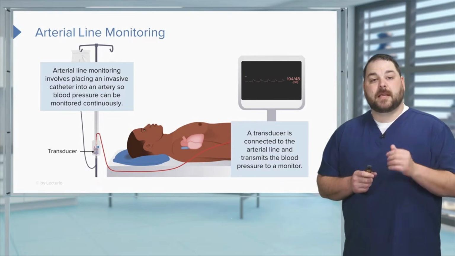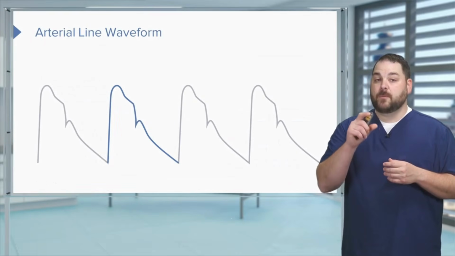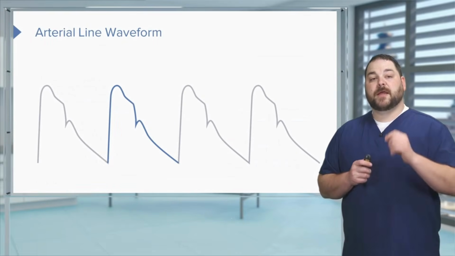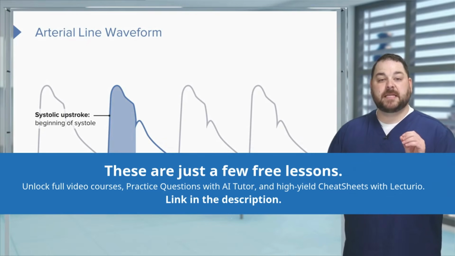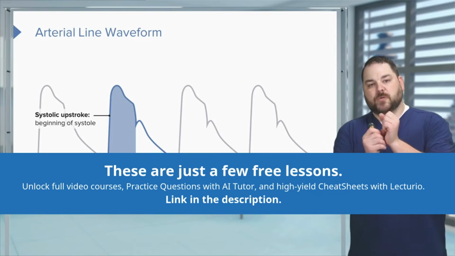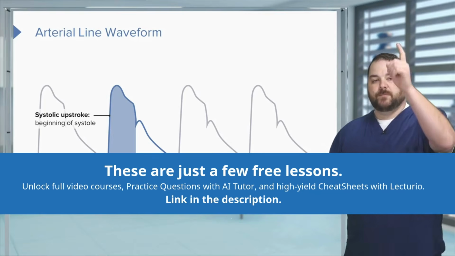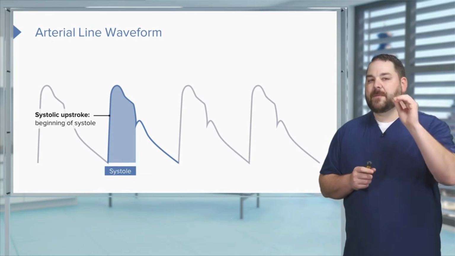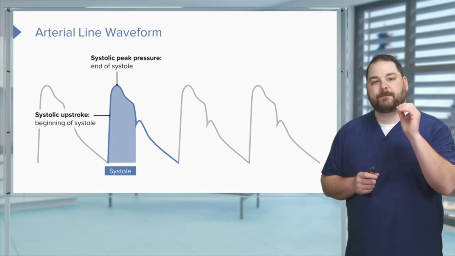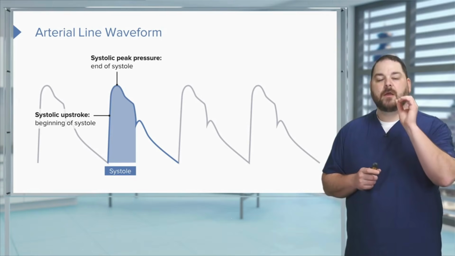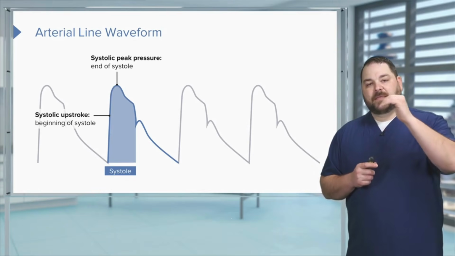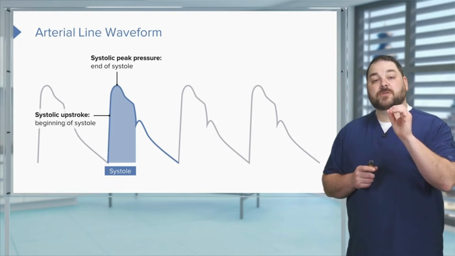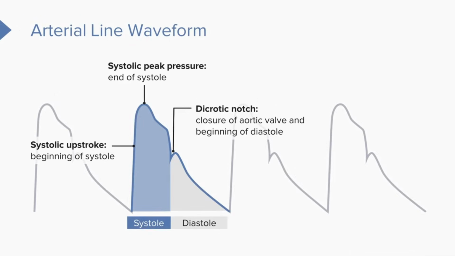When you look up at the bedside monitor, you're going to see an arterial line waveform. The first part of that arterial line waveform is the systolic upstroke. This is the beginning of systole. When that left ventricle contracts, it causes that waveform to go up. At the very top of the waveform is called our systolic peak pressure. This is where we get our systolic pressure from. Then we have a decline in our waveform and we get what's called the dicrotic notch, that little blip in the arterial line waveform.